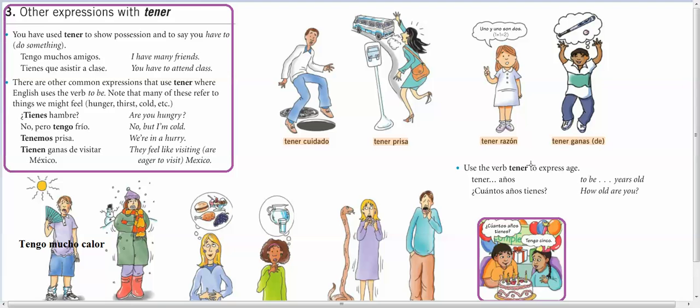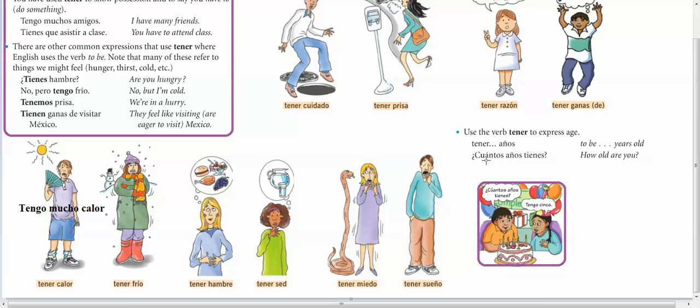Okay. You also use tener to express age. When people ask you cuántos años tienes, they want to know how old you are. So cuántos años tienes? Tengo 5 años or tengo 5. So you use tener to tell your age, not ser in Spanish.